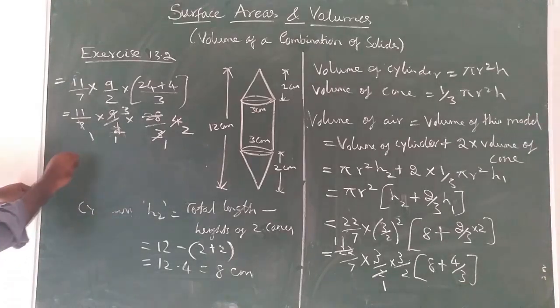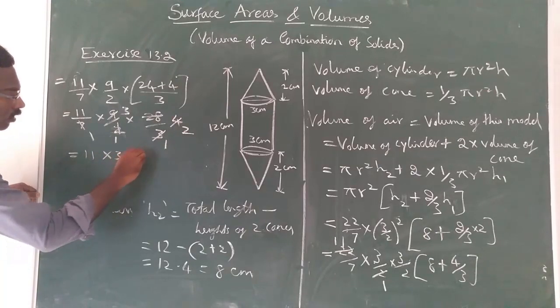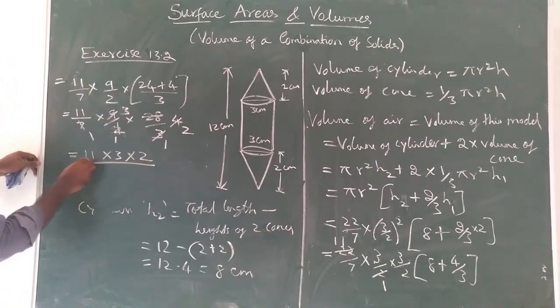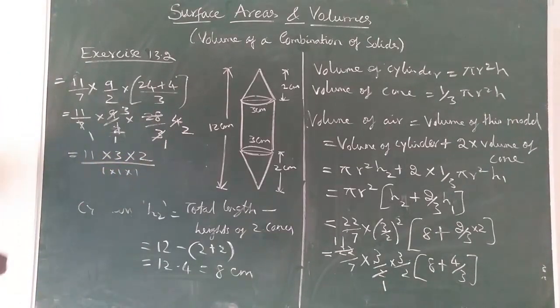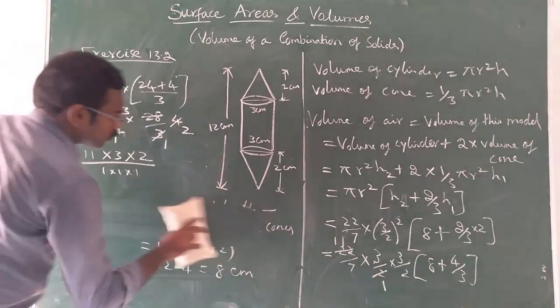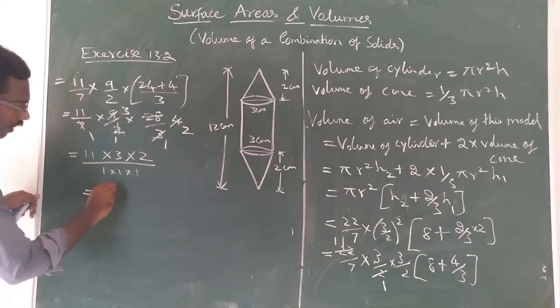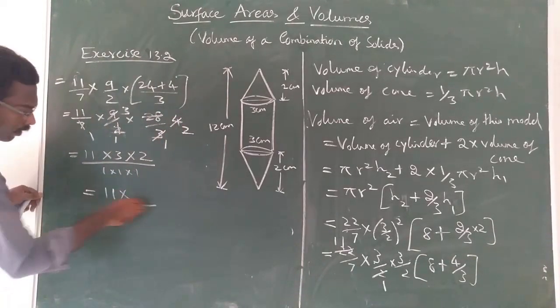Okay, so finally we will get 11 into 3 into 2 divided by 1 into 1 into 1. That will become 1 only. We don't need to worry about that. Okay. So finally we got the answer. That is equal to 11. This one no need to worry.